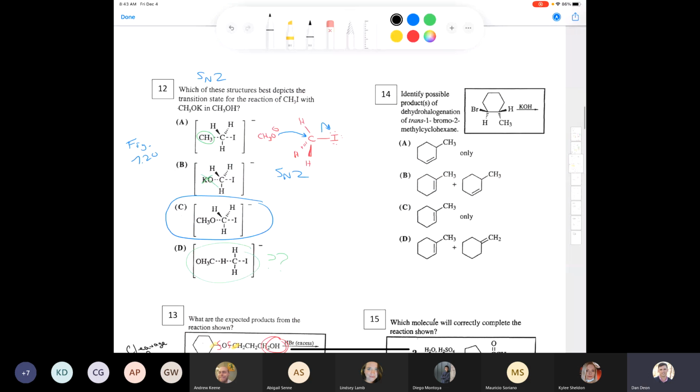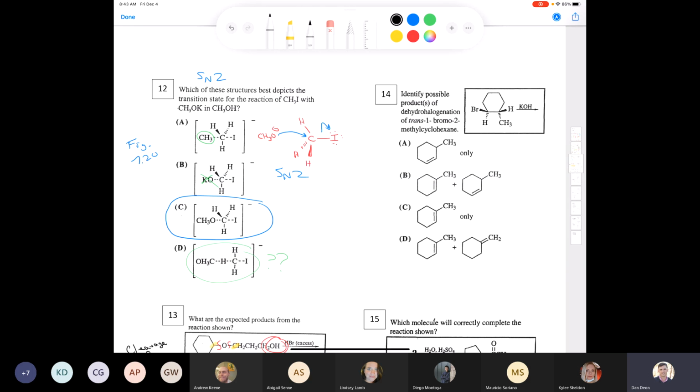All right, let's try number 14. Identify the possible products of a dehydrohalogenation of trans-1-bromo-2-methylcyclohexane. You know what? Why don't I just redraw this compound? No, I don't need to. I can explain it to you. I don't want to reteach everything.